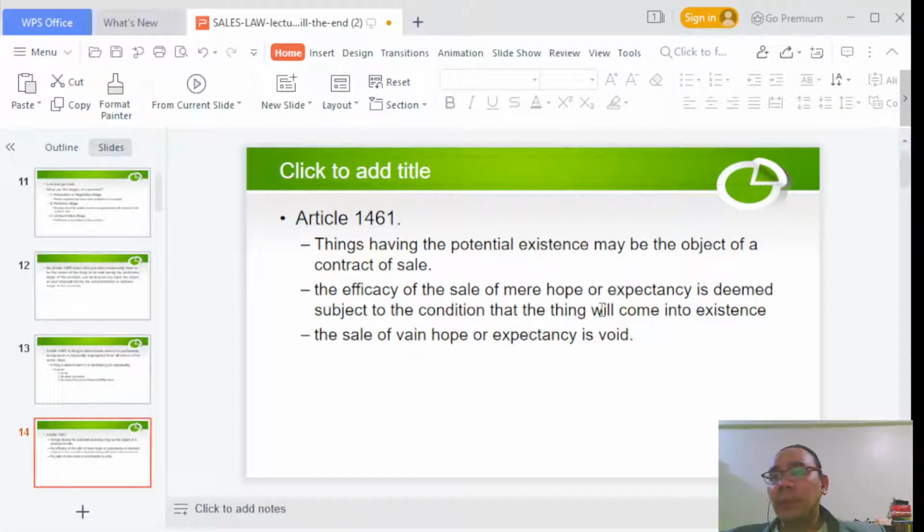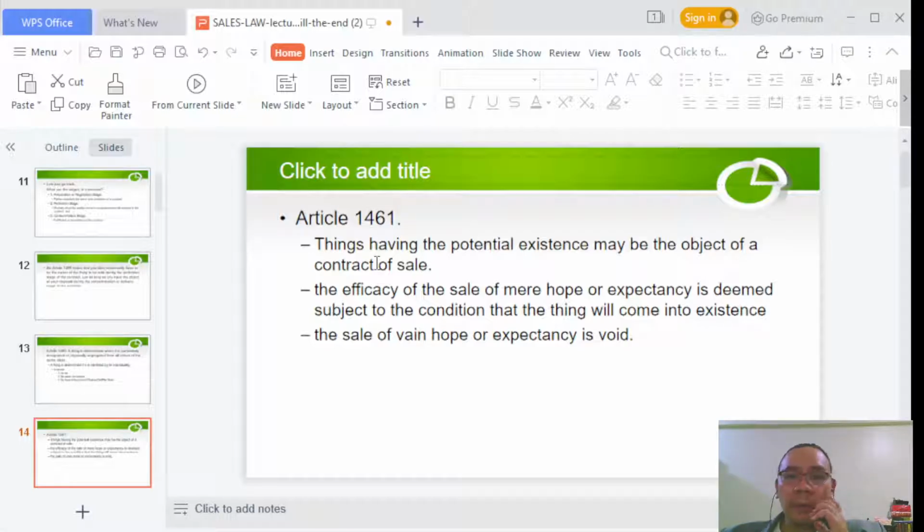1461, things having potential existence may be the object of a contract of sale. The efficacy of a sale or mere hope or expectancy is deemed subject to the condition that the thing will come into existence. And the sale of vain hope or expectancy is void. Okay, i-discuss ko to, napakabilis lang. Things having potential existence may be the object of a contract of sale.